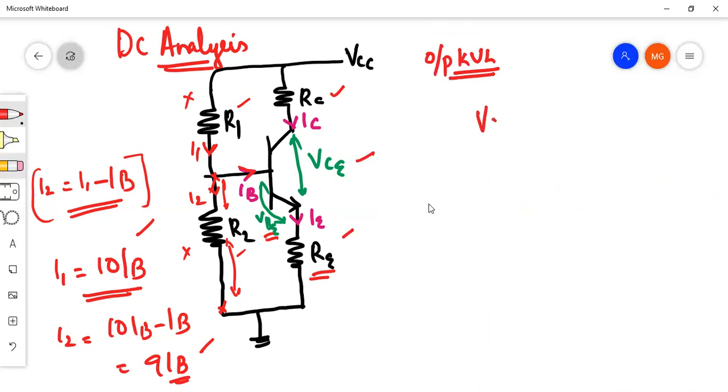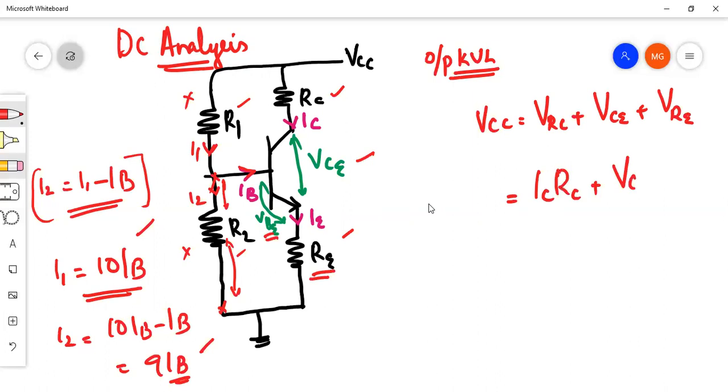So I can write VCC will be equal to the voltage drop across RC plus the voltage drop across CE plus the voltage drop across RE. The voltage drop across RC is simply IC RC. The voltage drop across CE is VCE itself. The voltage drop across RE is IE RE. That is VCC. This is the output KVL.